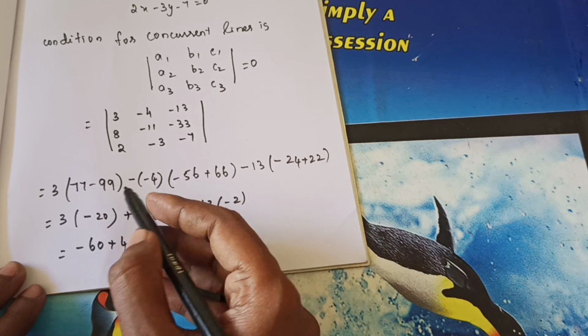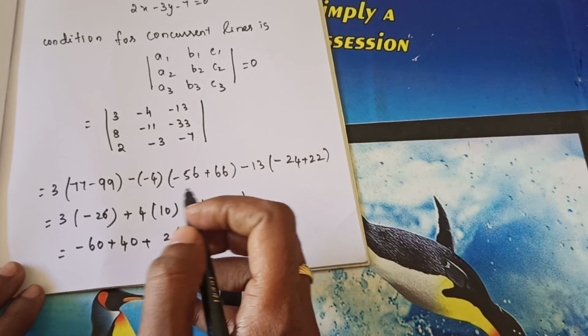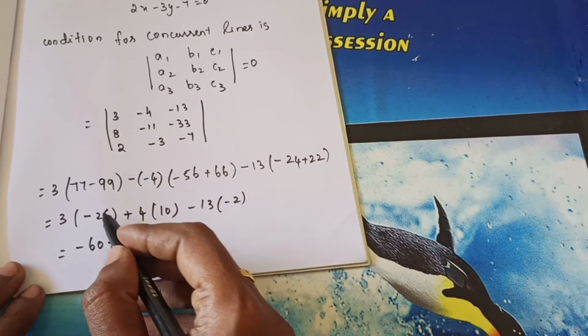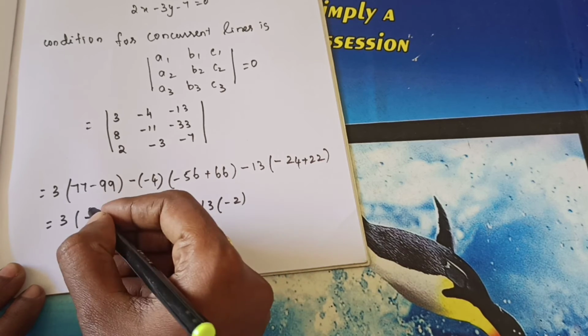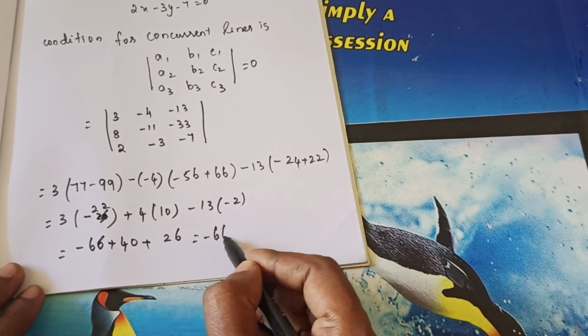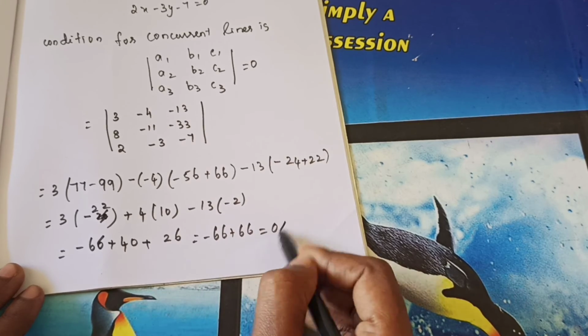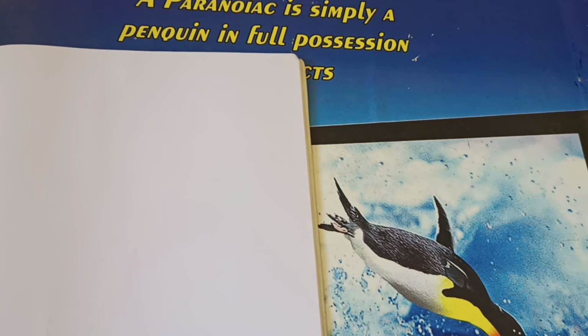Okay, this one is 77 minus 99 means 22, correct? 22, so 66. Subtract it. Minus 66 plus 66. What's the value? 0. Therefore, are the given lines concurrent or not? Then it is concurrent. Yes or no?